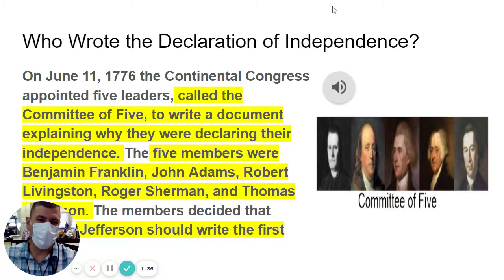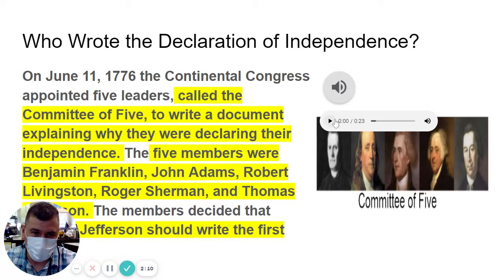All right. So who wrote the Declaration of Independence? It wasn't just one person. Well, it was just one person: Thomas Jefferson. Thomas Jefferson wrote the original draft, but there was a committee of five. You had Benjamin Franklin, John Adams, Robert Livingston, Roger Sherman, and Thomas Jefferson. And the members decided that Thomas Jefferson should write the first draft, and he did so well on his first draft that they didn't do much. They made minor changes to it afterwards, but he did write the first draft. Thomas Jefferson did, but it was a committee of five that was in charge of writing and making sure the Declaration was right and had everything in it that they needed.